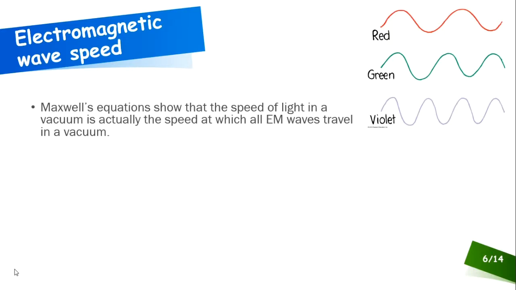So we see from Maxwell's equations, the speed of light in a vacuum is essentially the speed at which all EM waves travel in a vacuum. Because remember, light is just another type of electromagnetic wave.